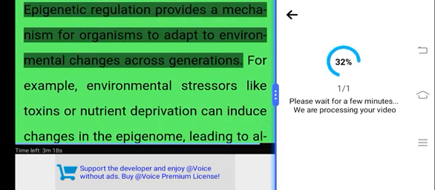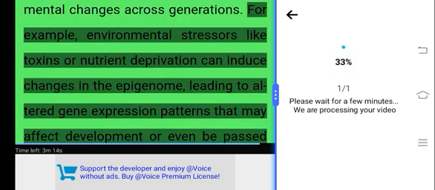Epigenetic regulation provides a mechanism for organisms to adapt to environmental changes across generations. For example, environmental stressors like toxins or nutrient deprivation can induce changes in the epigenome, leading to altered gene expression patterns that may affect development or even be passed down to subsequent generations.